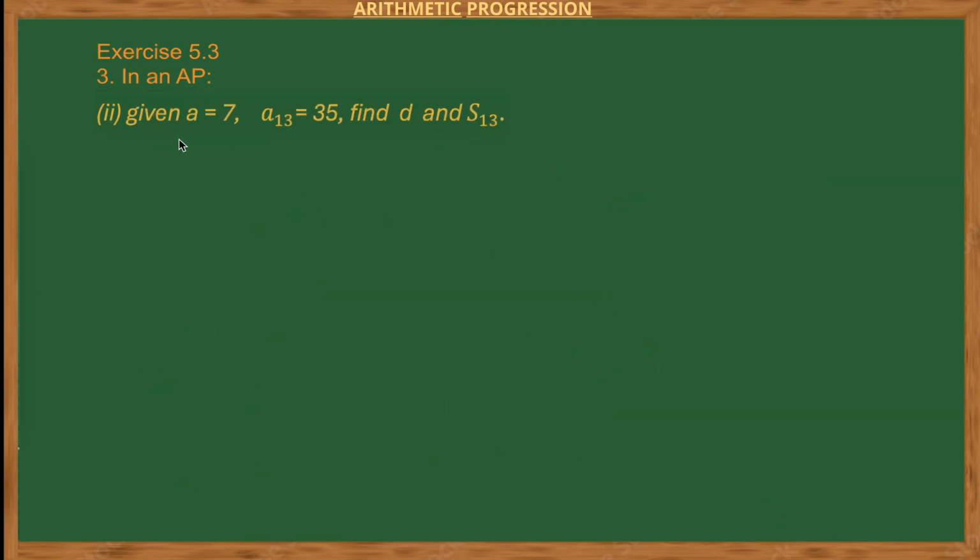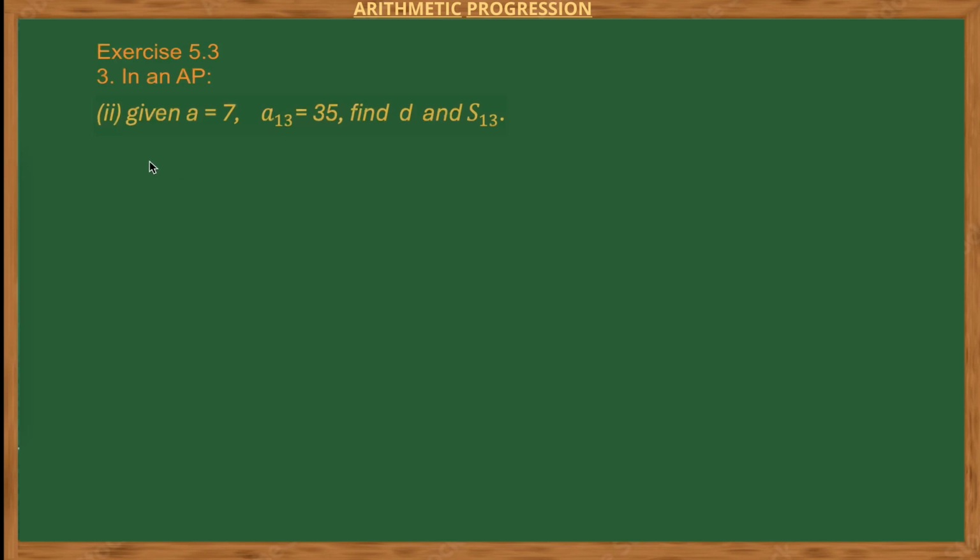Okay, so in this particular AP, A is given as 7, A13 is equal to 35, find S13. We can consider one hint: A13 is there, so we have the value of the 13th term, and we need the sum of the 13th term. So we can consider that as the last term for solving. Okay, so what do we need now? We need to find D. How do you find D here?